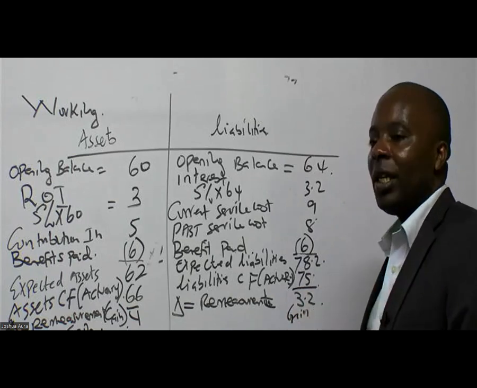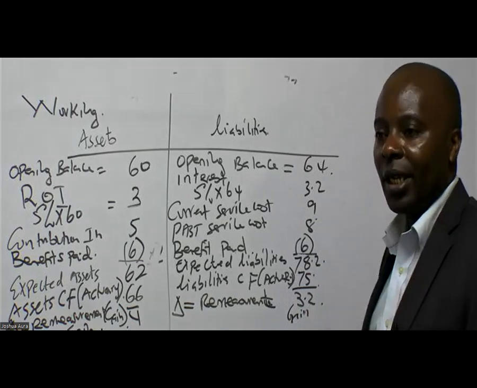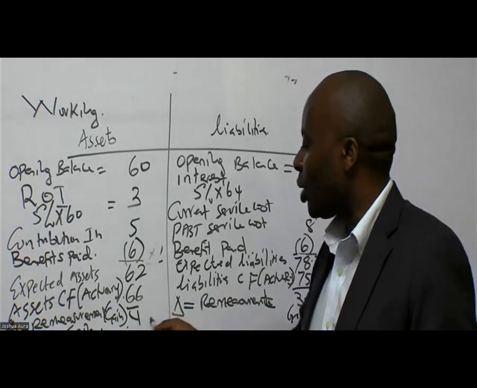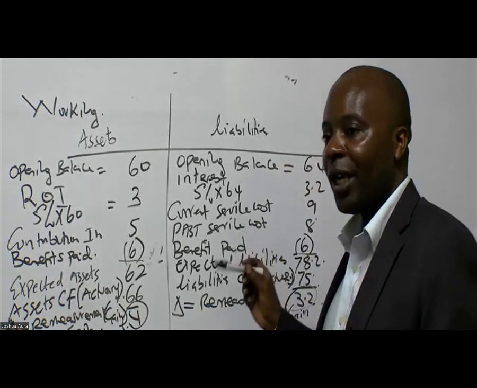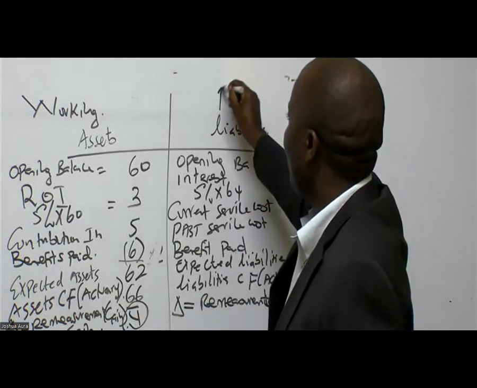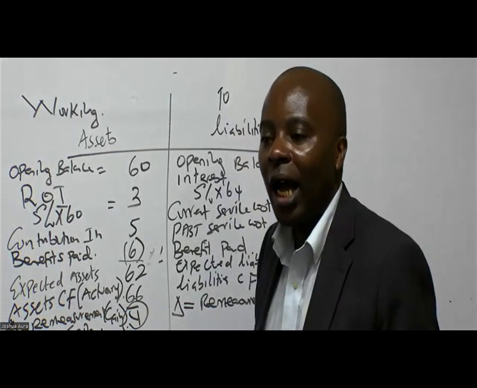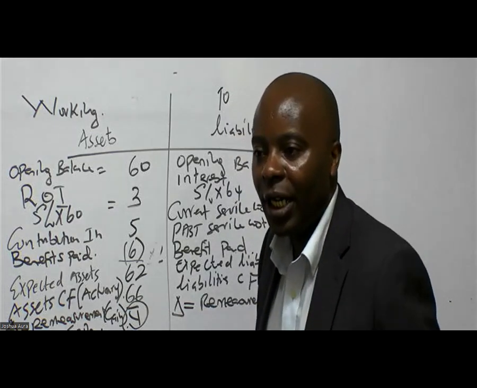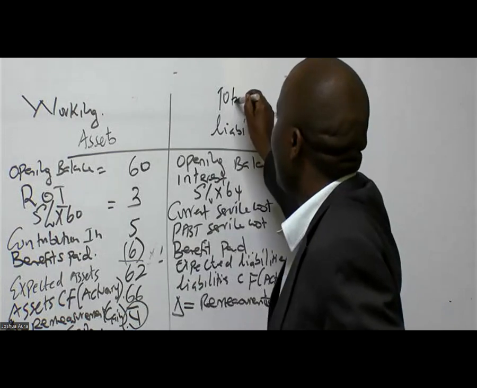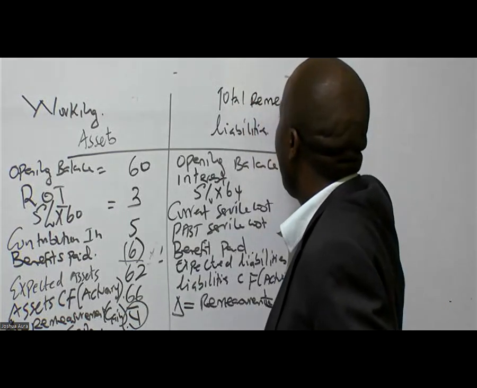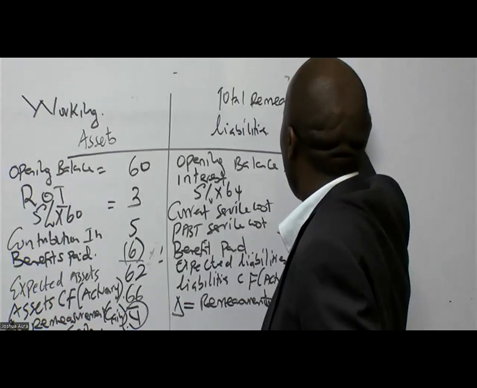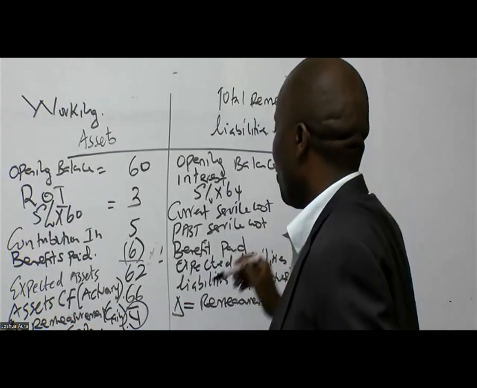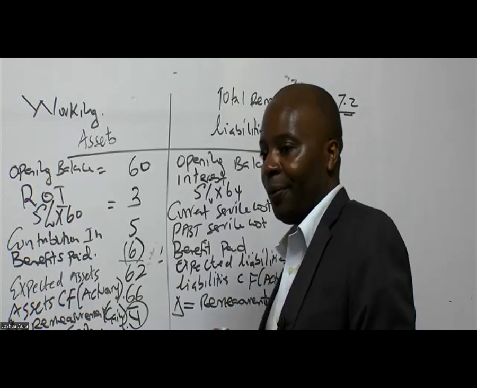So then could you kindly give me the total remeasurement? The total remeasurement will be 4 plus 3.2. So mention somewhere there, total remeasurement, which will go to my OCI, other comprehensive income, in this case will be 7.2, which is 4 plus 3.2.